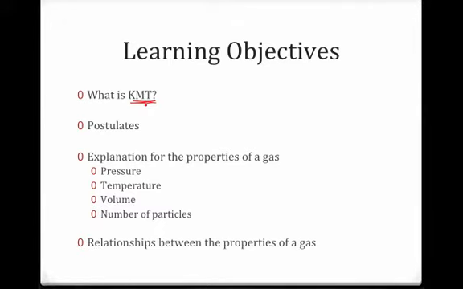Kinetic molecular theory is ultimately based on a series of 6 postulates, and these postulates basically define the characteristics of particles in a sample. These postulates will then start providing us with an explanation for the different properties of gases, things like pressure, temperature, volume, and the number of gas particles that are present. Finally, once we get the idea of what these individual properties are, we'll use kinetic molecular theory to link them all together. How does pressure change when I change one of the other characteristics?